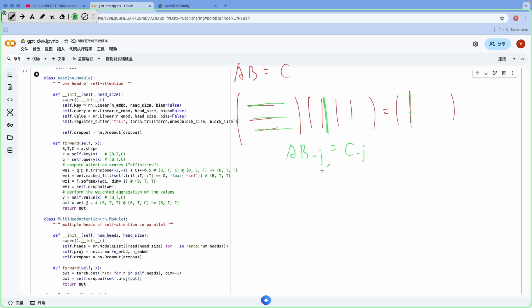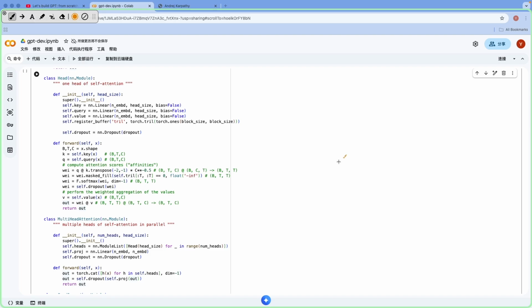That gives us a hint. Maybe we can just initialize a very, very large matrix B, do the multiplication in the forward pass, and then cut the result matrix into small pieces. What does that mean? Because we have Q, K, V calculated by the input tensor multiplying by the weight matrix, right?